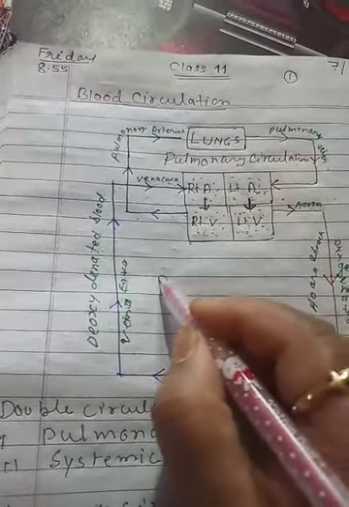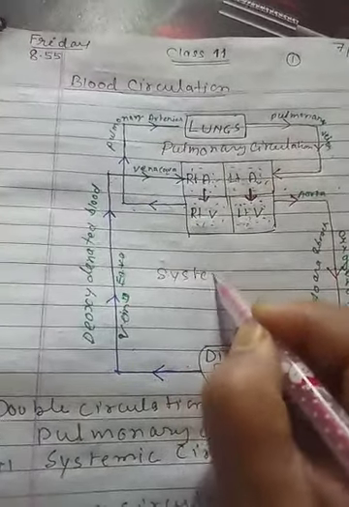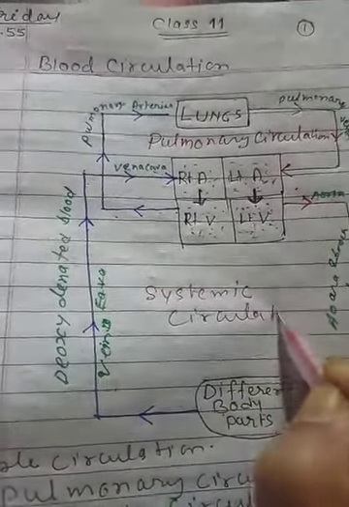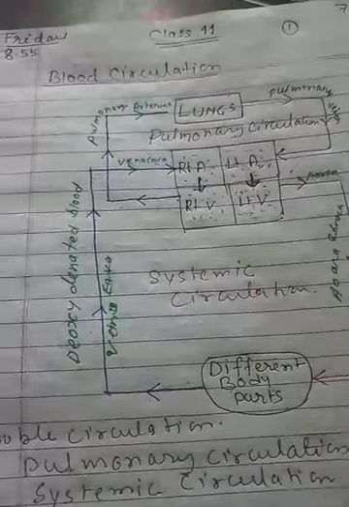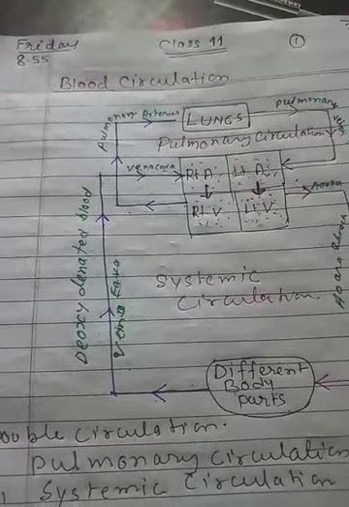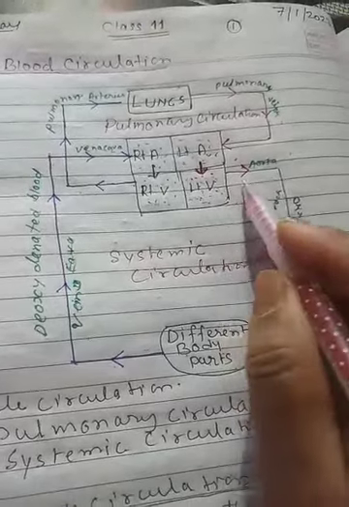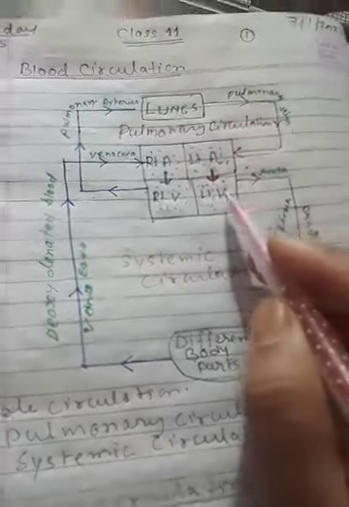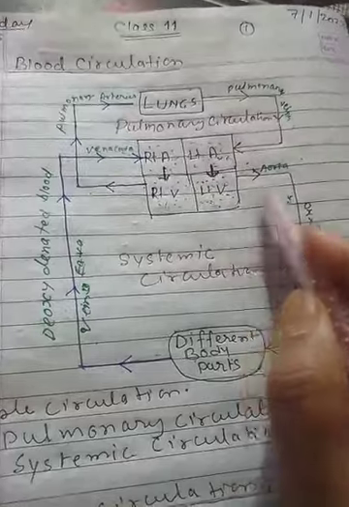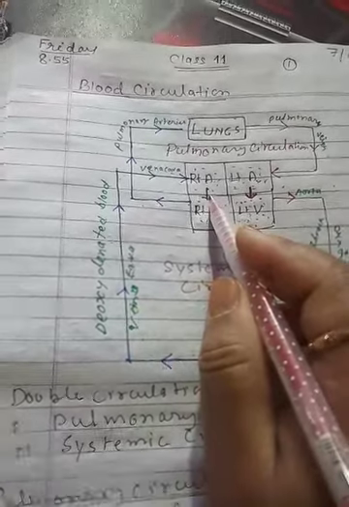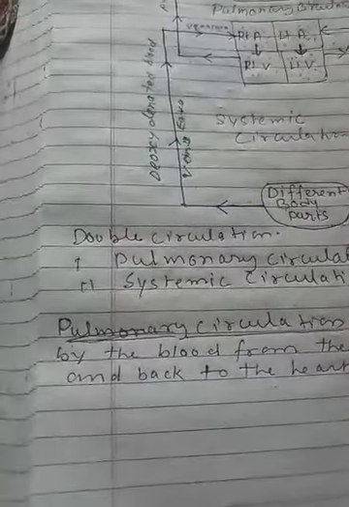Yes, ma'am. And then the rest is the systemic circulation. That means the route followed by the blood from heart to the different body parts and from different body parts to heart. Clear?